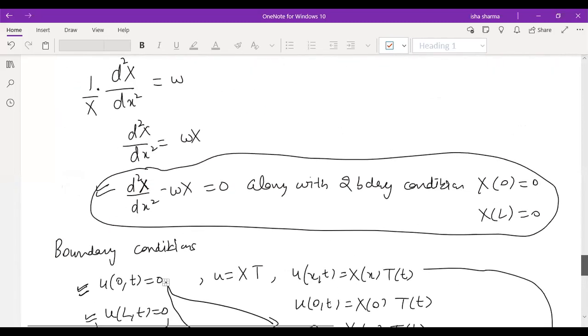I think I'll stop here because now we need to solve it further, and this will depend upon the value of omega, because depending upon the value of omega, it will have different types of solutions. So we will discuss from this point onwards in the next lecture. Right? So now you can ask me if you have doubts.